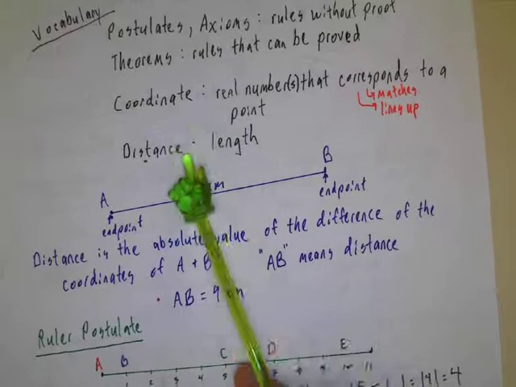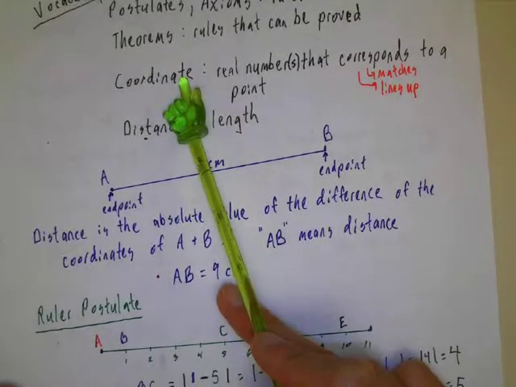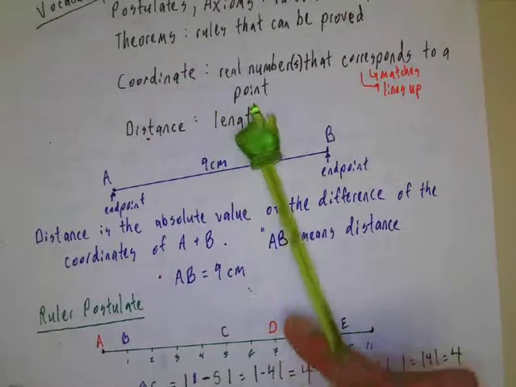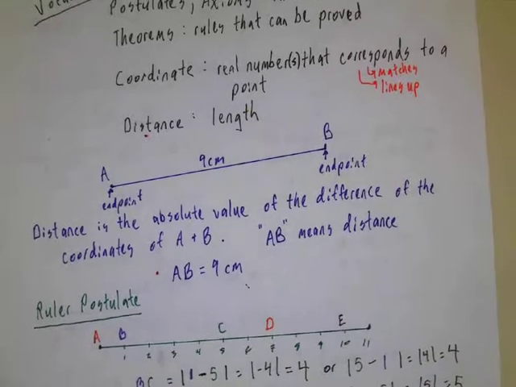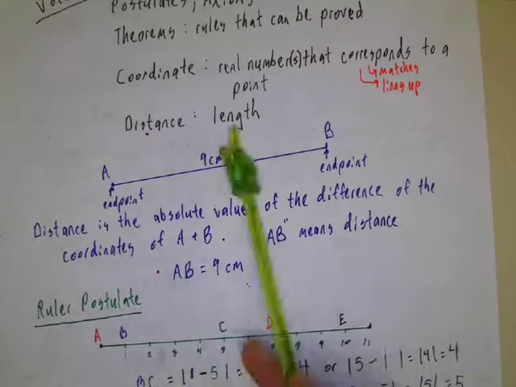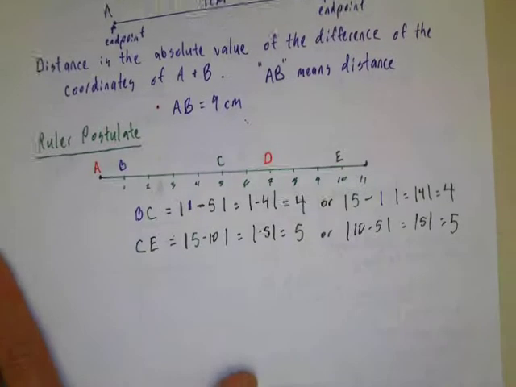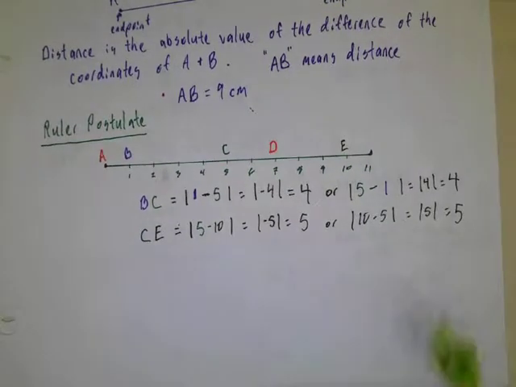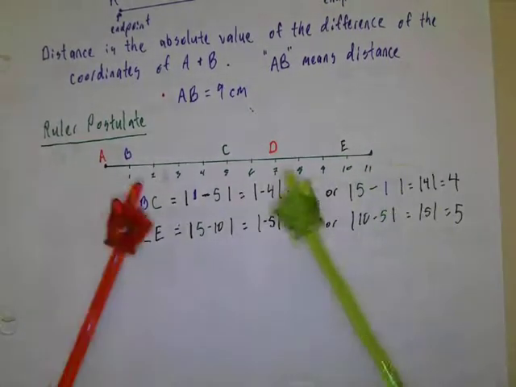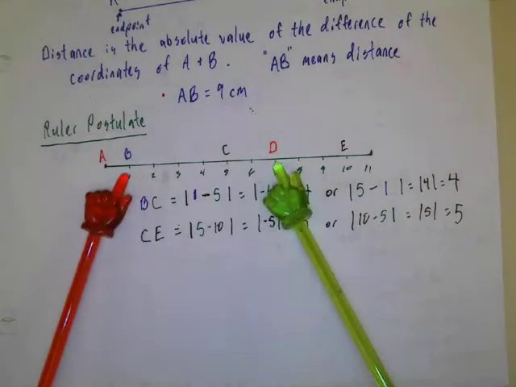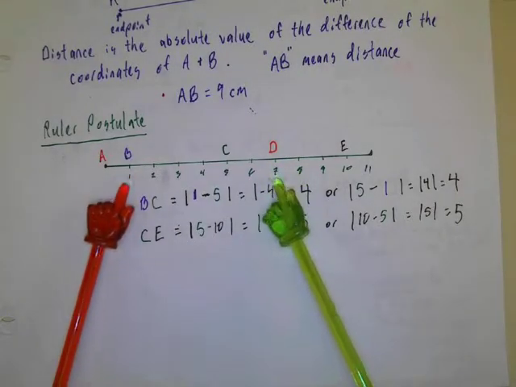We went over some other vocabulary, coordinates. What are coordinates? Basically, those are numbers that correspond to a point, and we're going to talk about distance and length interchangeably. We started with something called the ruler postulate, which basically says that the distance between 2 points, you can calculate that by taking the coordinates, subtracting them, and getting the absolute value.